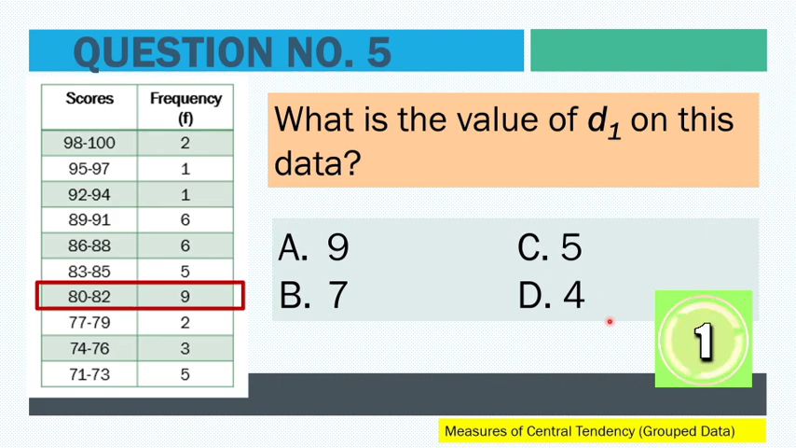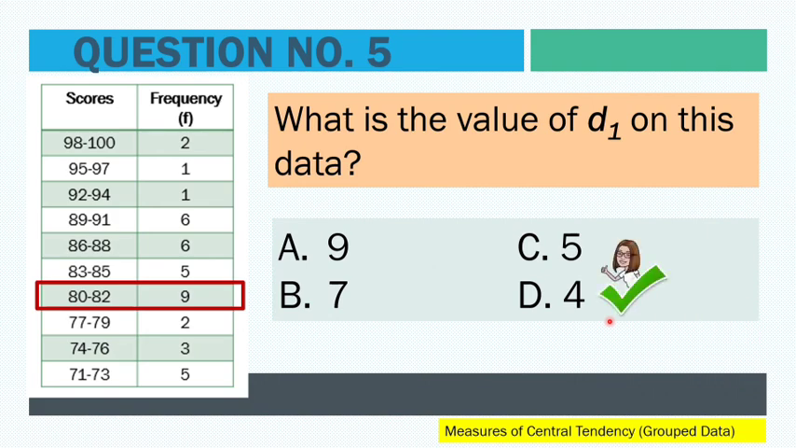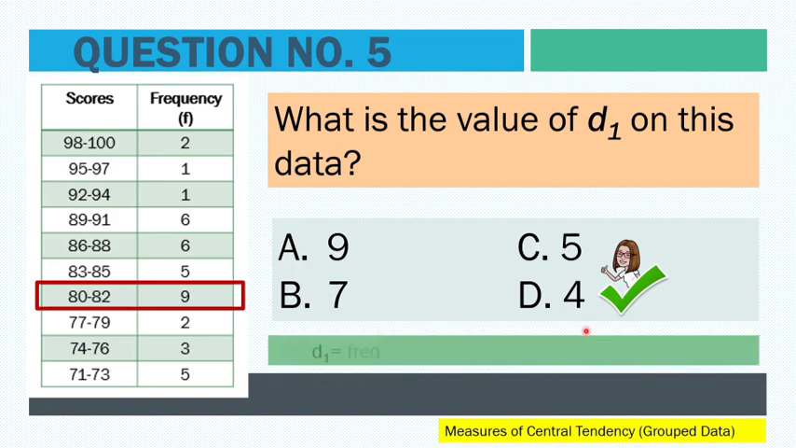The correct answer is D, 4. Why? To get d sub 1, you have to subtract the frequency of the modal class by the frequency above it. So the modal class frequency is 9, and 9 minus 5 will give us 4. That's the value of d sub 1. Did you get it also? Very good!